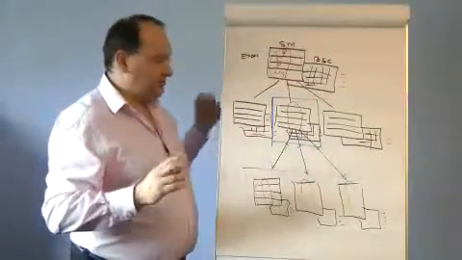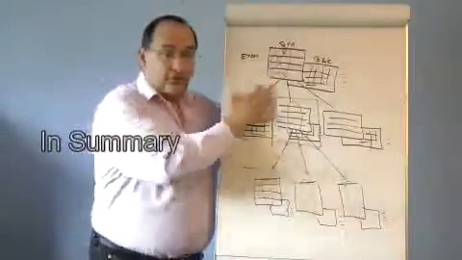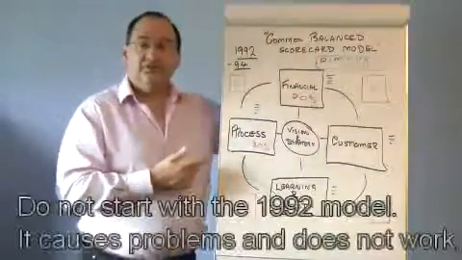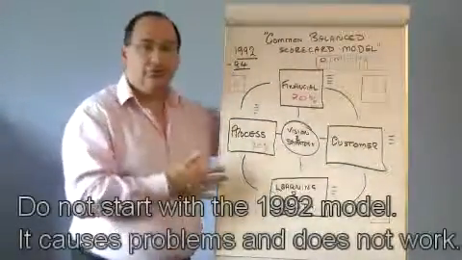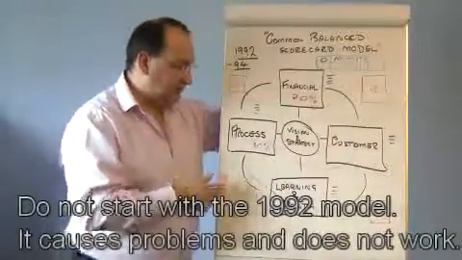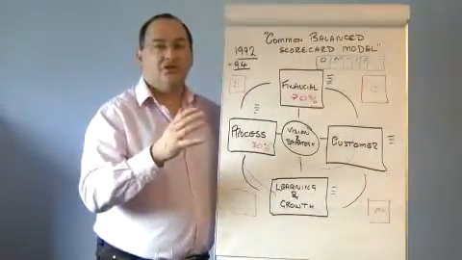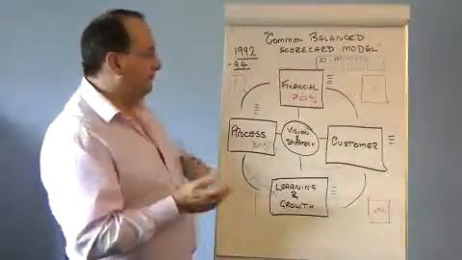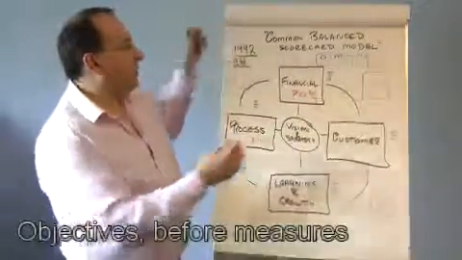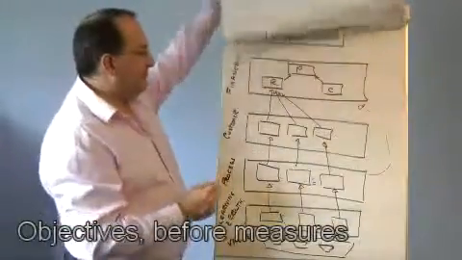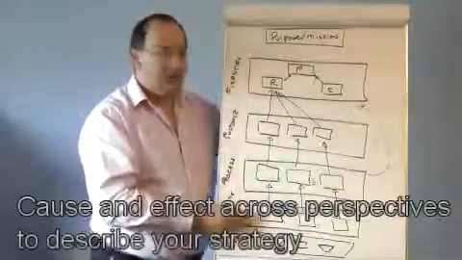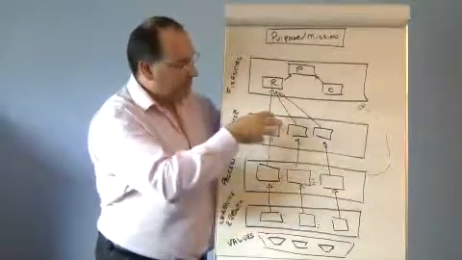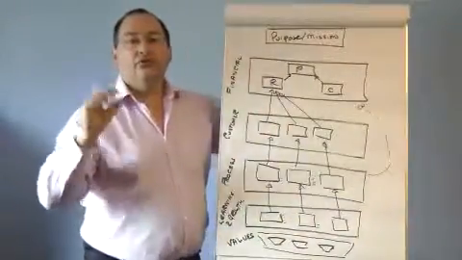So, in summary, there is this whole piece in here about do not start with the 1992 model. The 1992 model was thrown out by Norton and Kaplan in 1994. It causes classifications of measures, and it gives you all sorts of problems. You'll end up with 200 measures in different categories. What you should do is objectives before measures, and also develop the causal relationship between financial, customer, process and learning and growth. Learning and growth, process, customer, financial, the cause and effect relationship.